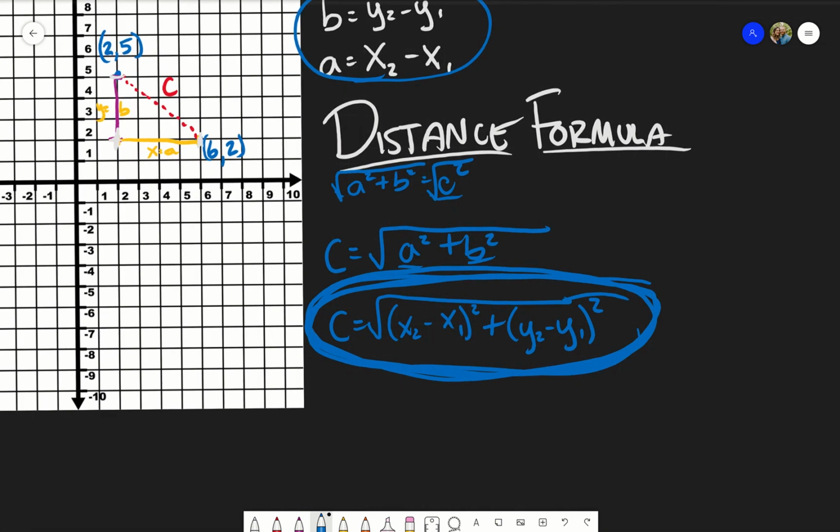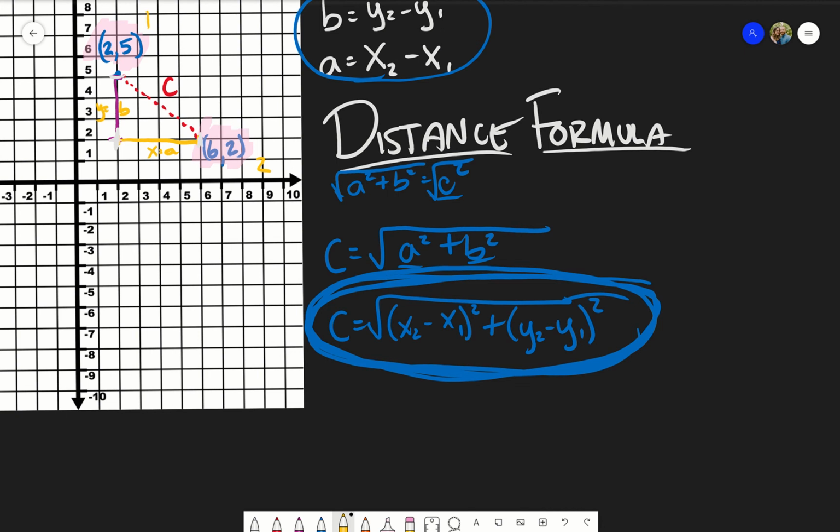Okay, so let's say I have these 2 points, 2, 5, and 6, 2. Now let's use those and plug that in. We'll call this point 1, we'll call this point 2. It doesn't matter which one is point 1 or point 2, but we will use this information to help us know how to plug our information in.